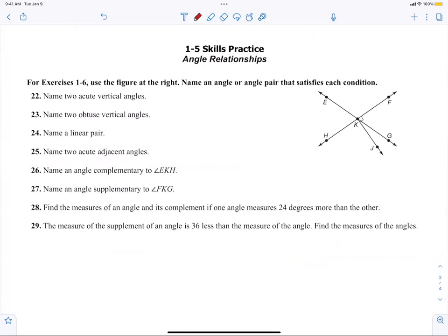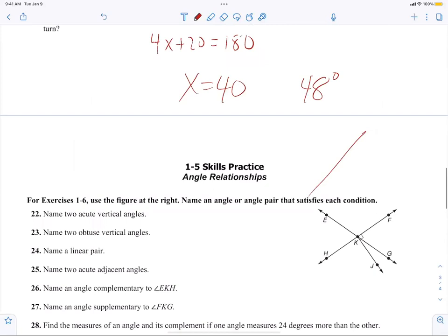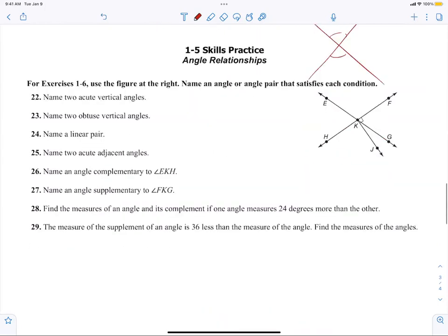And we already did this also. Vertical angles. Name 2 acute vertical angles. Does anybody remember vertical? Make an X. Vertical angles are the ones, what? Directly across from each other. And vertical angles are always congruent. So name 2 acute vertical angles. Someone help me.